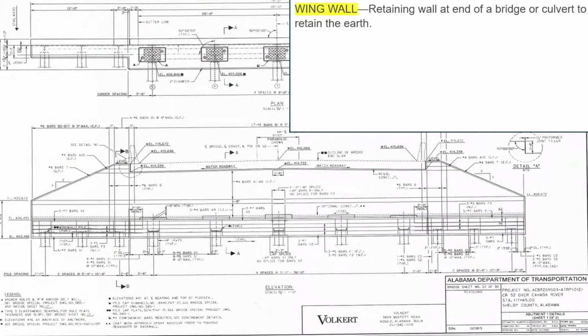Last but not least, you have the wing wall. It's a retaining wall at the end of a bridge or culvert to retain the earth, and it's shown here. So you'll see these on your abutments. If you have any type of slopes or any type of buildup approaching your bridge, you will have wing walls coming off the side.